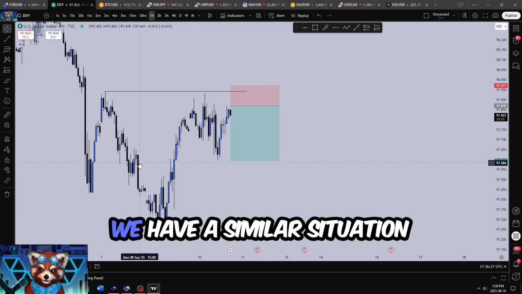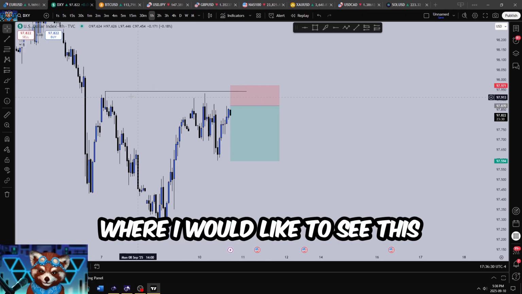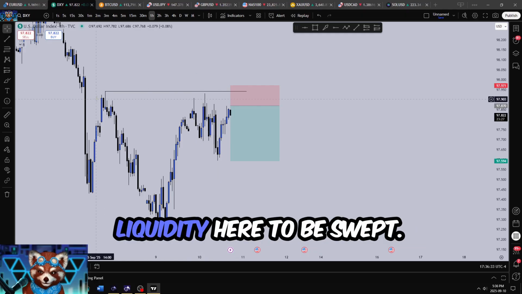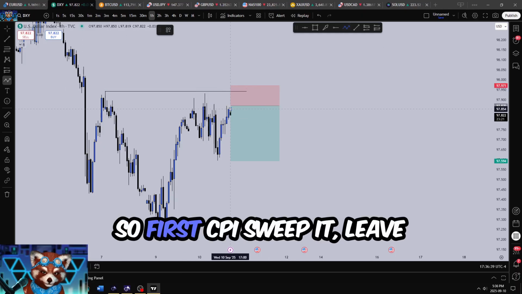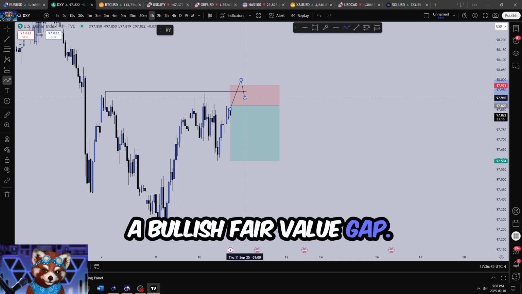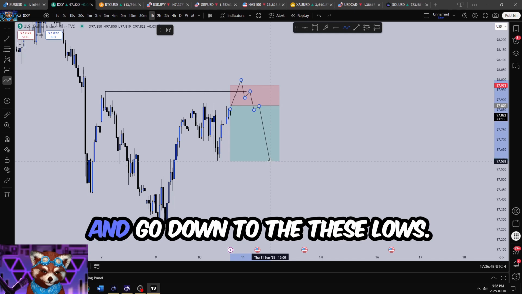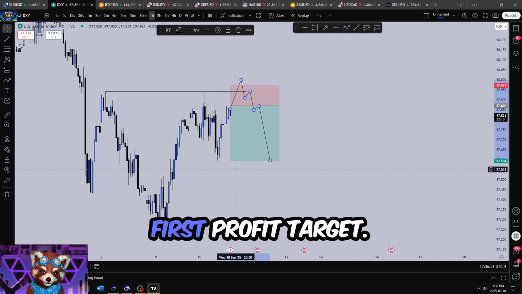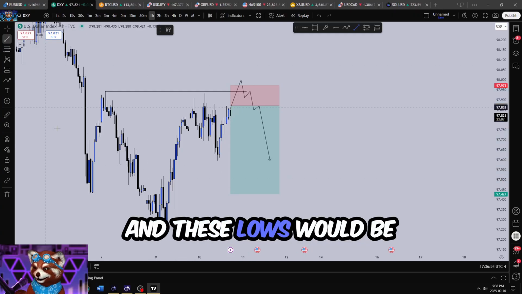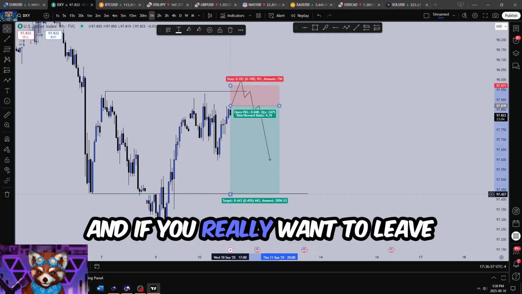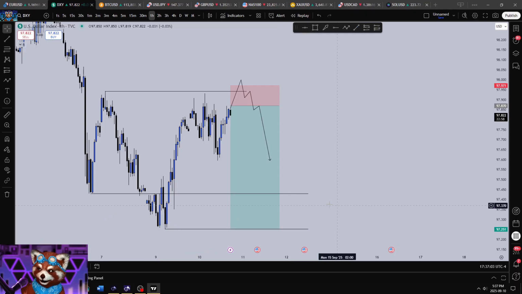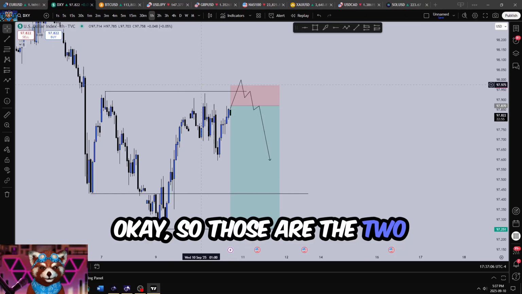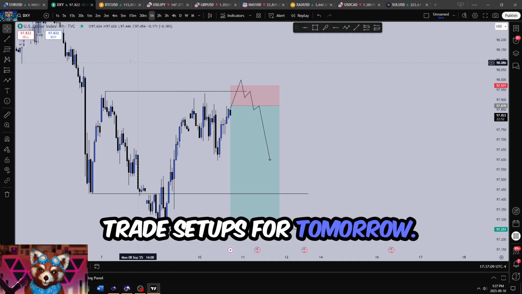DXY trade setup, we have a similar situation where I would like to see all of this liquidity here to be swept. 1, 2, 3, pretty much equal highs. So for CPI, sweep it, leave a bullish fair value gap, invert the fair value gap, and go down to these lows. This would be your first profit target, and these lows would be your second profit target. And if you really want to leave runners, your third would be this low right over here. Okay, so those are the two trade setups for tomorrow.